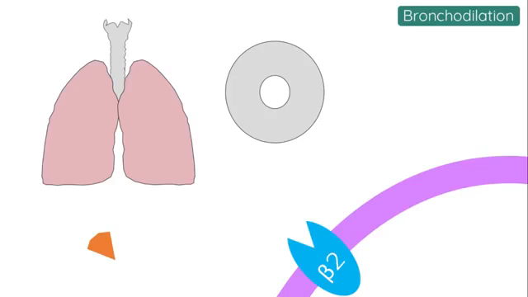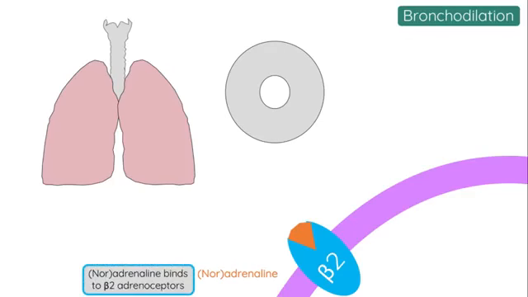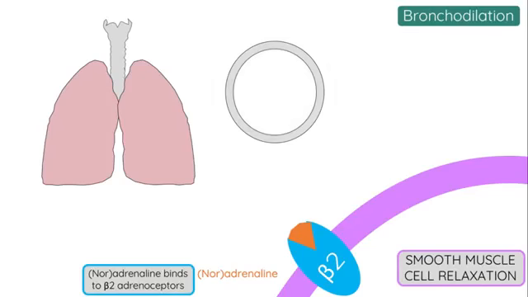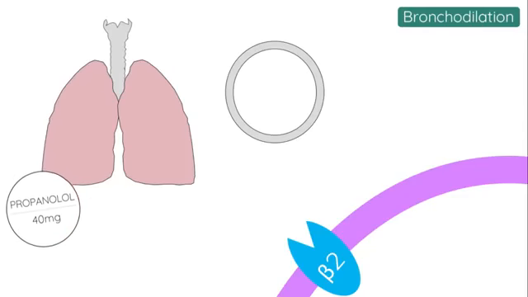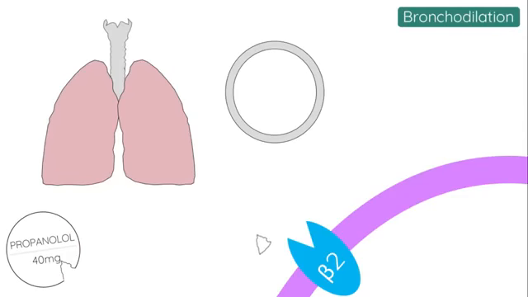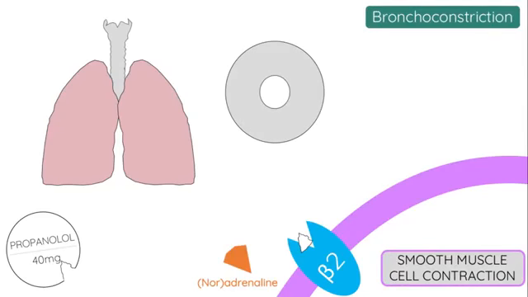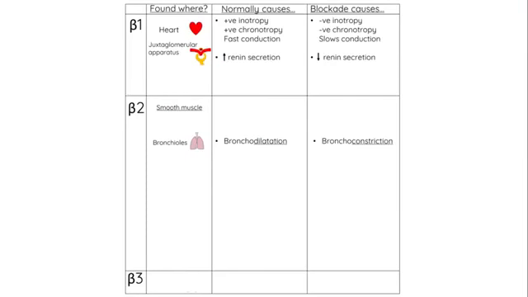So when noradrenaline or adrenaline binds to the beta-2 receptor found in the smooth muscle cell of the bronchiole, this causes the smooth muscle cells to relax, leading to bronchodilation. If we give a beta-blocking drug, that's going to block the beta receptor, preventing the binding of noradrenaline or adrenaline, and then that will cause bronchoconstriction as the smooth muscle cells contract. So essentially, wherever beta-2 receptors are found in smooth muscle cells, they lead to smooth muscle cell relaxation.